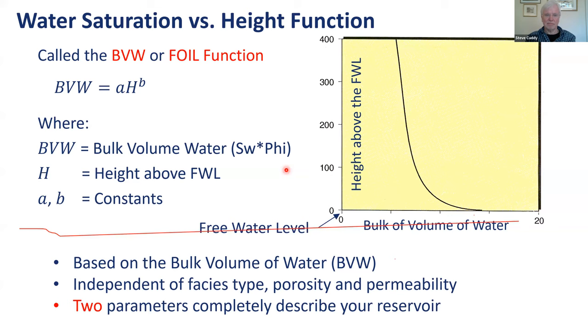So to tell you what the function looks like, it's called the BVW function. And this is the equation. It's very simple. BVW is a function of height above the free water level. As simple as that. BVW, to remind you, is just a product of water saturation and porosity, or it is the percentage of water in a unit volume of rock. So the model is based upon the bulk volume of water. And as I will show you, it is independent of zonation, facies type, porosity, permeability. Therefore, it's very simple to apply in your model. And it is only dependent upon two parameters, A and B.